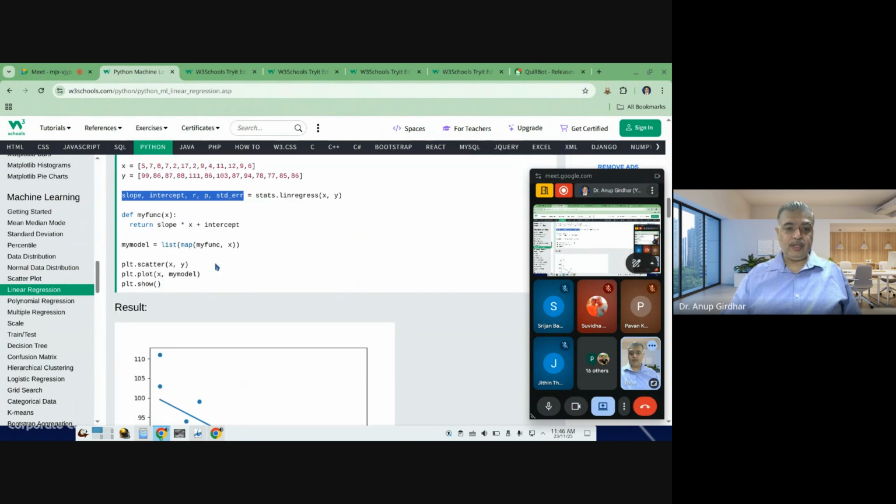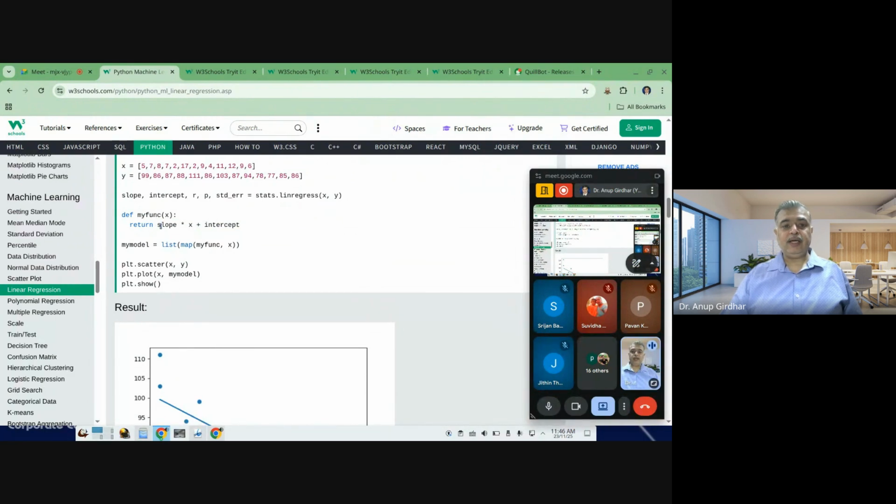So you get various values which you can even display, in case you want. Let's say we have one method, my function, and this function displays the slope multiplied by the x plus the intercept value. So we take the slope and multiply that slope with each x value.